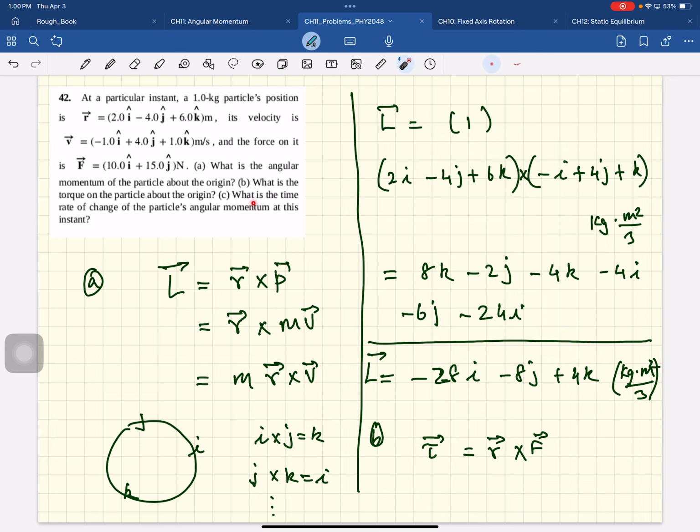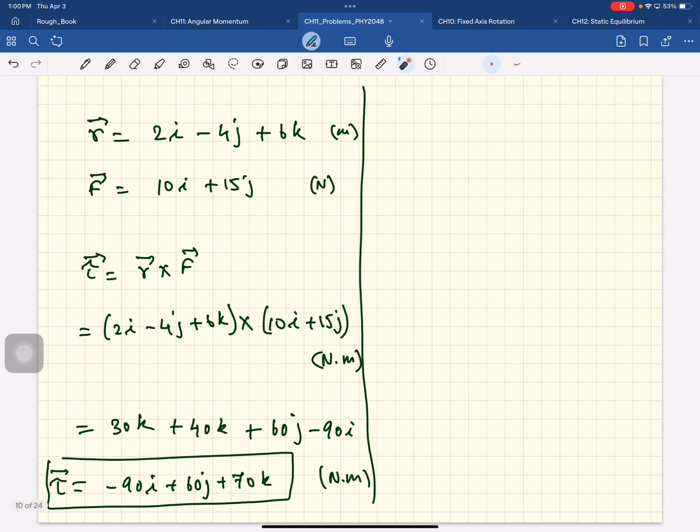And then they ask you, what is the time rate of change of the particle's angular momentum at this instant? So we calculated all this at this instant. And what does Newton's second law say? Torque is equal to dL by dt. So the time rate of change of angular momentum is equal to torque, which is that.